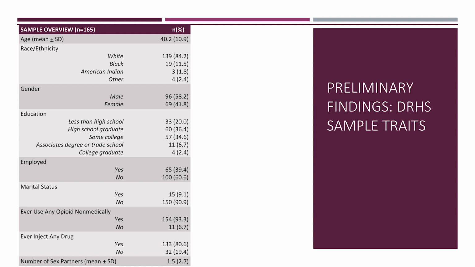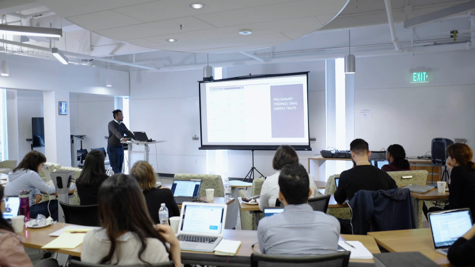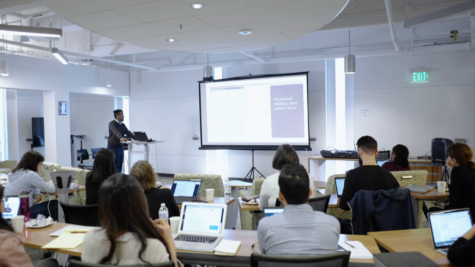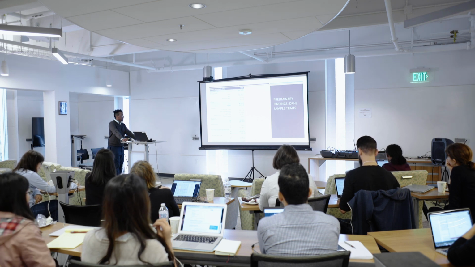So now I'm going to get into some of the brief descriptives, and really everything here is oriented around the methods and some of the descriptive findings that we've had so far. First, I'll note that the population was around 40 years old, which is substantially older than what we saw in the last presentation. Primarily white, male, less educated, and most people were unemployed and unmarried.